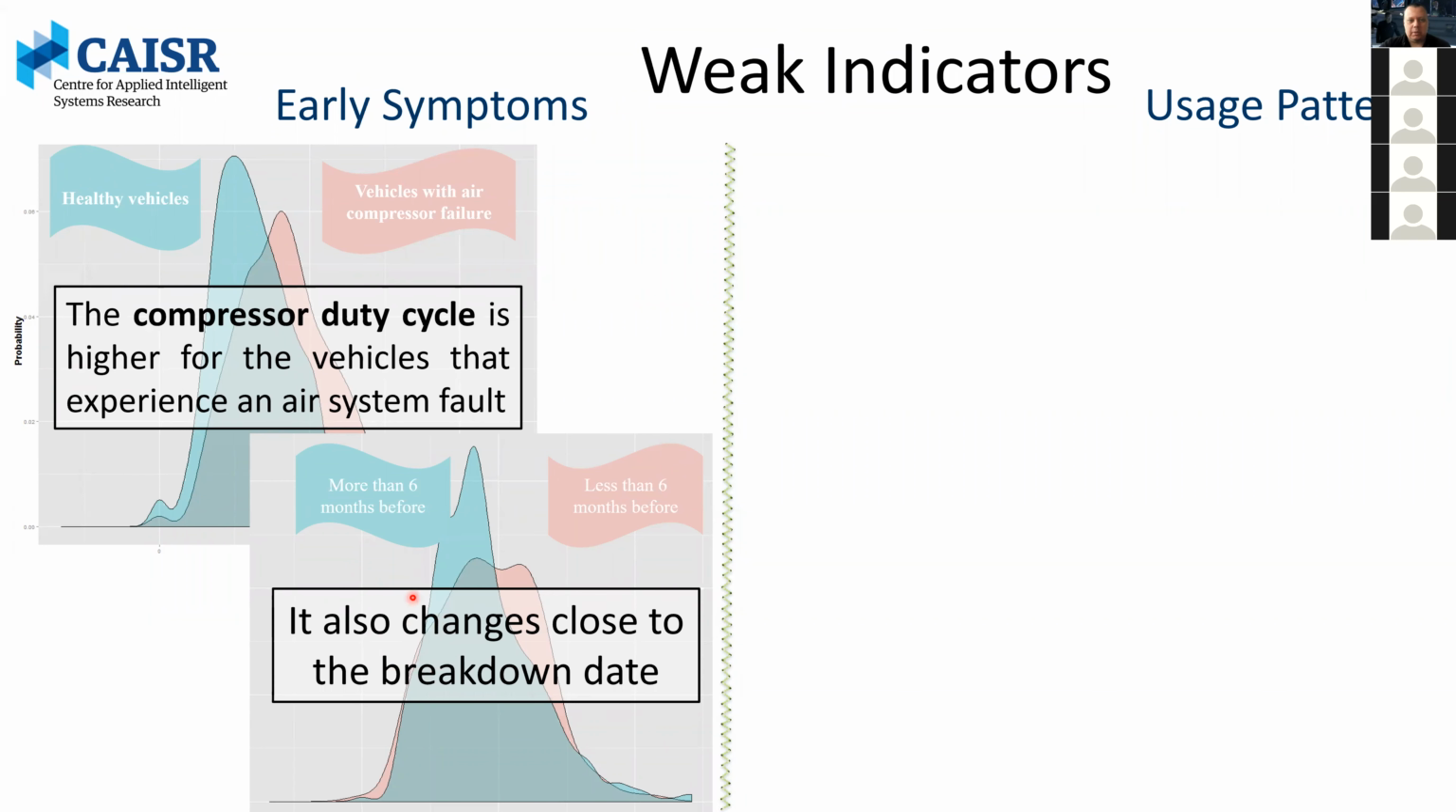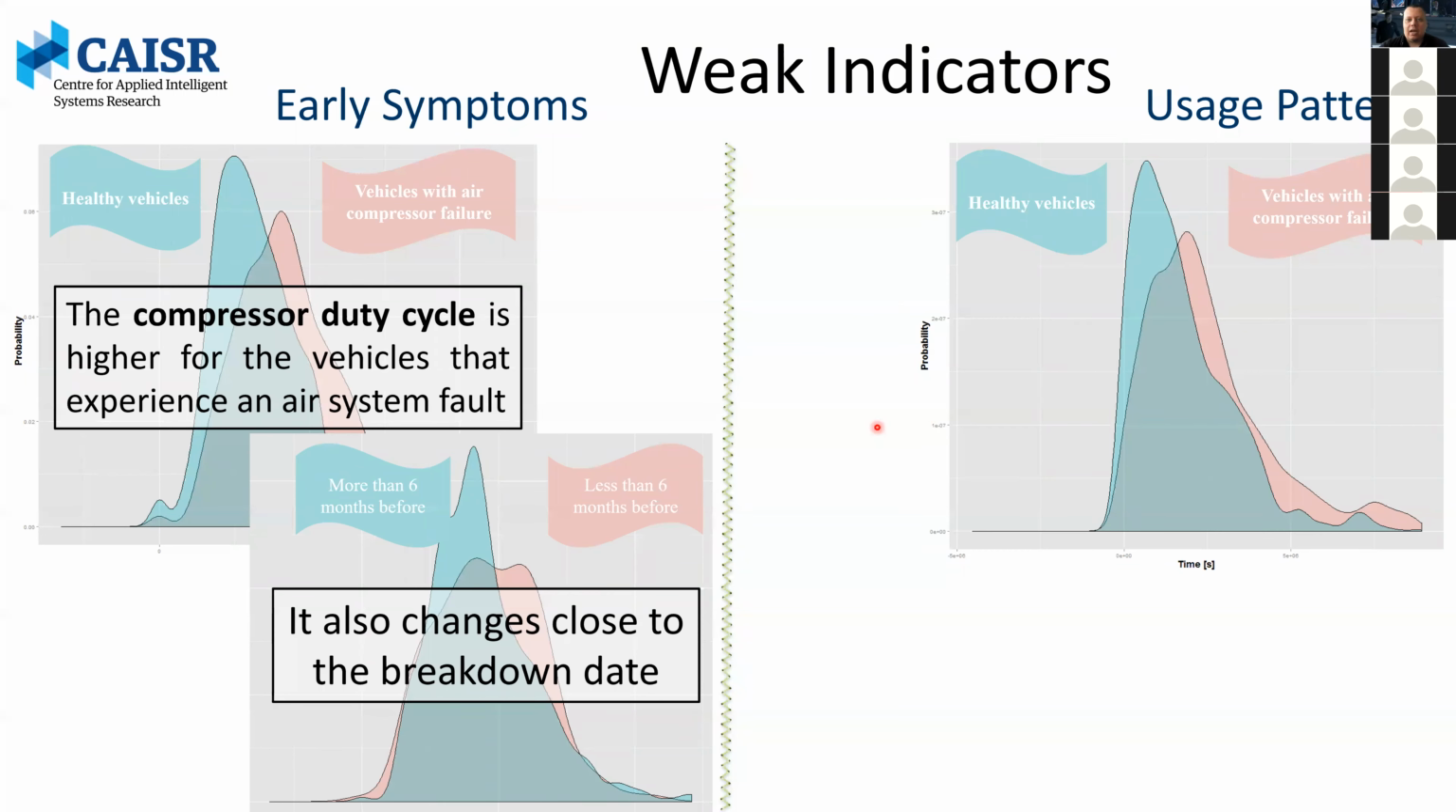And that makes sense. It tells you that as the compressor gets weaker, it needs to work more to provide all of the necessary air. So as you get closer to the breakdown, it works more and more, and at some point it just cannot keep up, and there is a failure. So if you can detect this shift early enough, you now have those symptoms or early signs of the degradation.